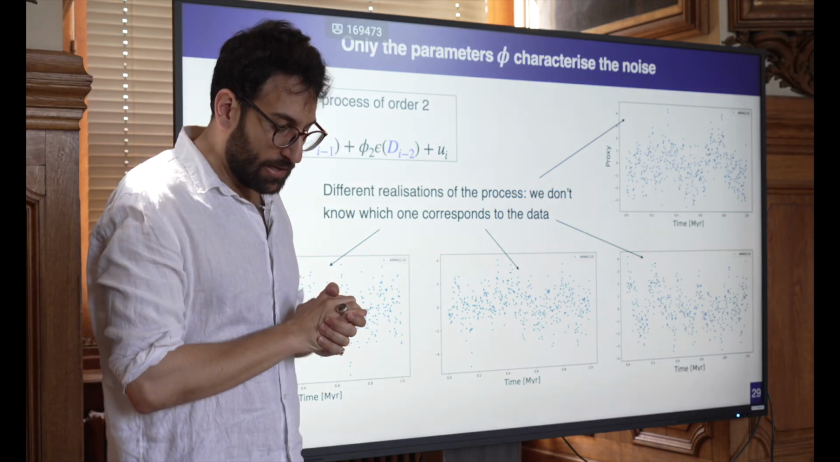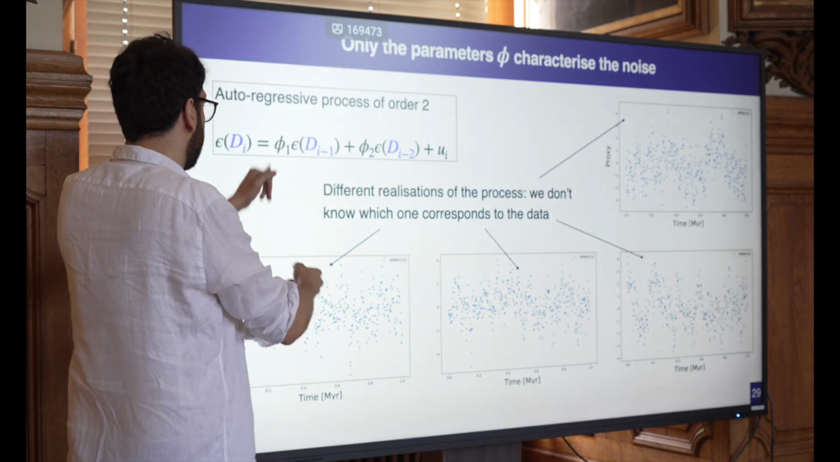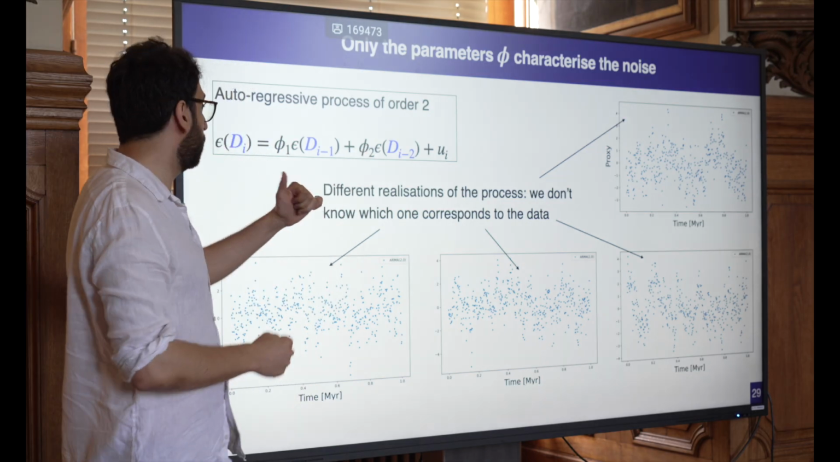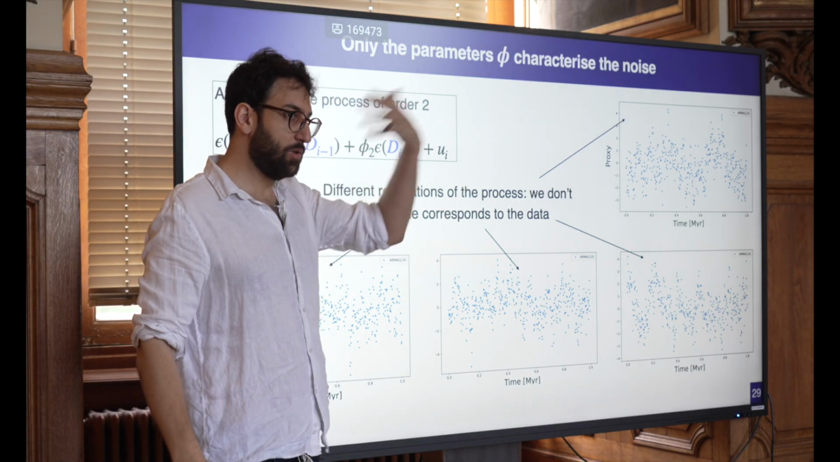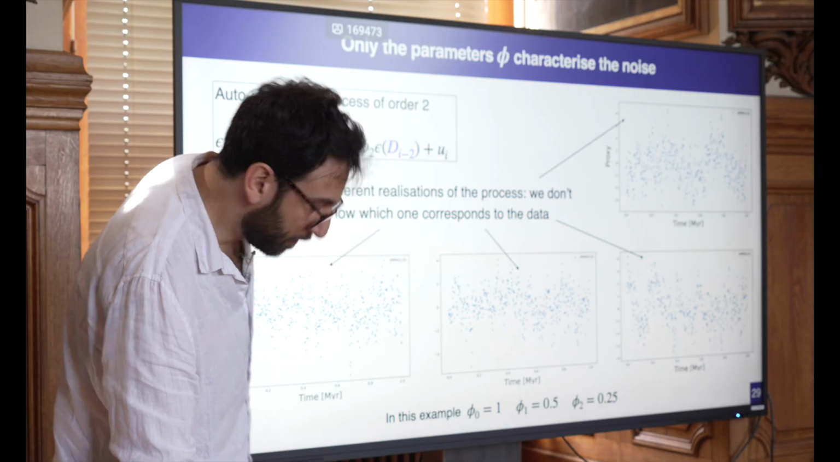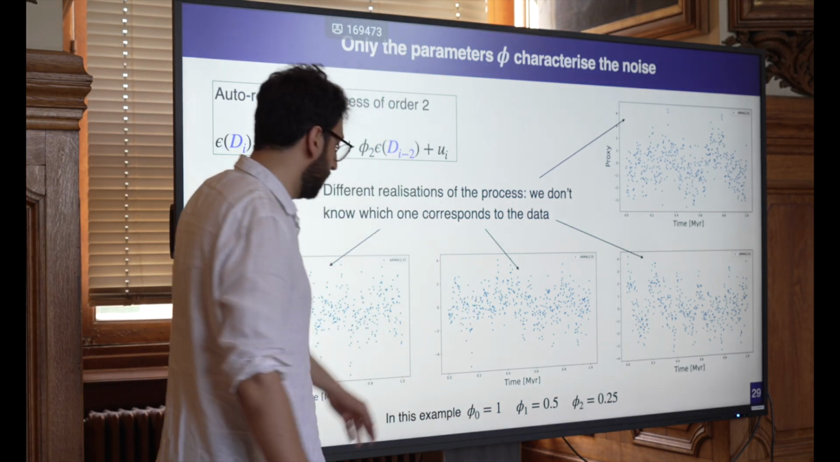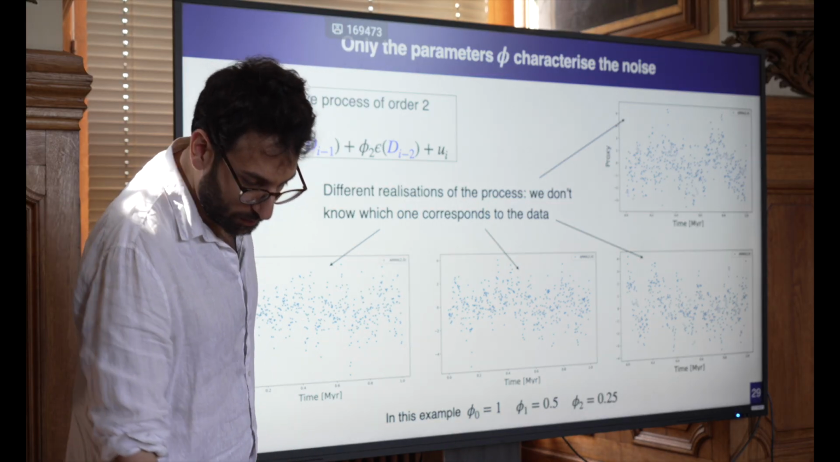So what the parameters are phi1, phi2, and phi0, which is the variance of this noise innovation. So in this particular example, I used these values of the parameters.